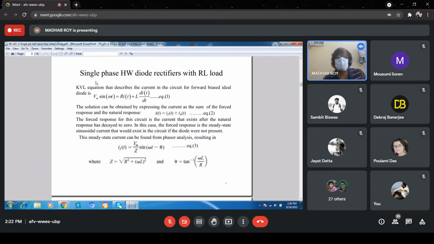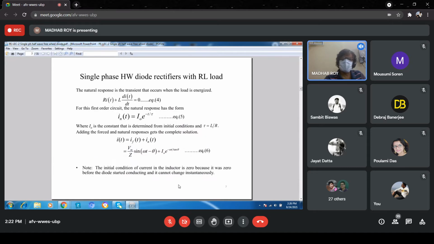But here we will find the solution differently, because in each cycle the diode will be switched on and switched off, and thereby this forcing function will sometimes appear across the load and sometimes it will disappear. So we can find what will be the total solution of this differential equation. One solution is achieved from the steady state condition, and the other is the natural response, or the transient state.